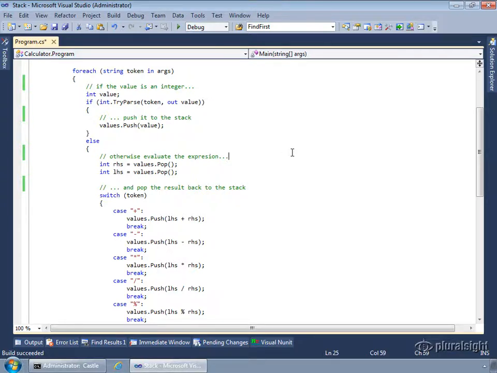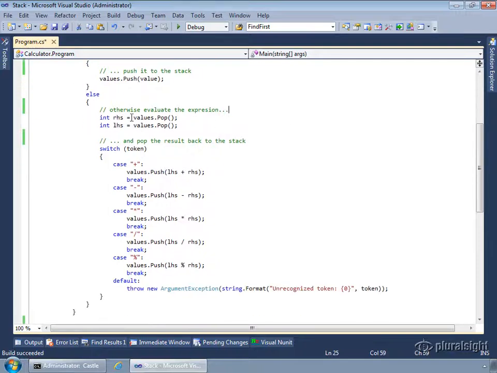So what we're going to do once we're in here is start popping values off. The right-hand side is popped off first. The left-hand side is popped off second. Then we look at the operator and we switch over it. We find we had the multiplication operator. So we're going to evaluate left-hand side times right-hand side and push that result back to the stack.